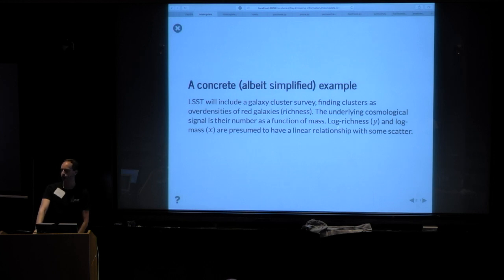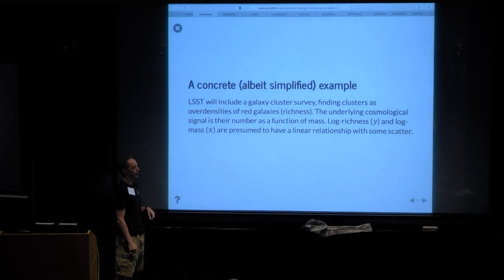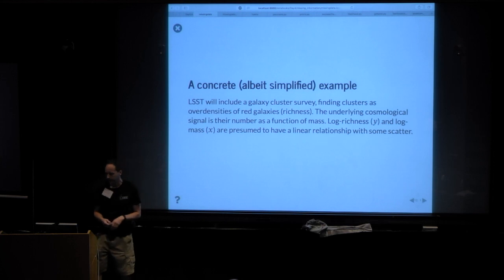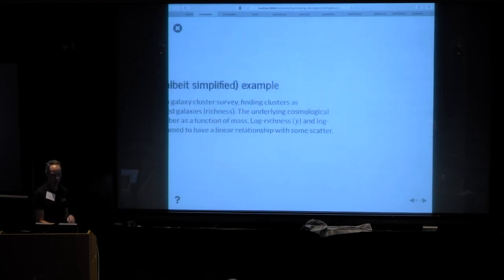And the number that we find as a function of richness is not actually interesting to us. What we care about from a cosmology point of view is the number as a function of mass. Those two things are not the same thing. But fortunately, we expect there to be something like a power law relationship between richness and mass. And so if you take the log of everything, then say the log richness y as a function of log mass x would be a linear relationship. Hence the line fitting.